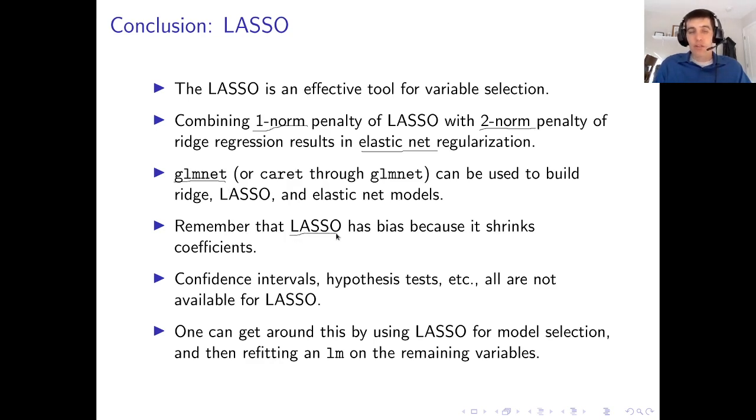Remember that there's some unattractive theory associated with LASSO in the sense that it does shrink your coefficients, so it does induce bias. That's one limitation. Another limitation is that we don't have some of the nice theory like hypothesis tests and confidence intervals. Things like VIFs we can't compute in LASSO, which is a drawback, and one can get around this, as I did in the R code just a moment ago, by using the LASSO for variable selection and then refitting a linear model on the variables that are selected by LASSO.